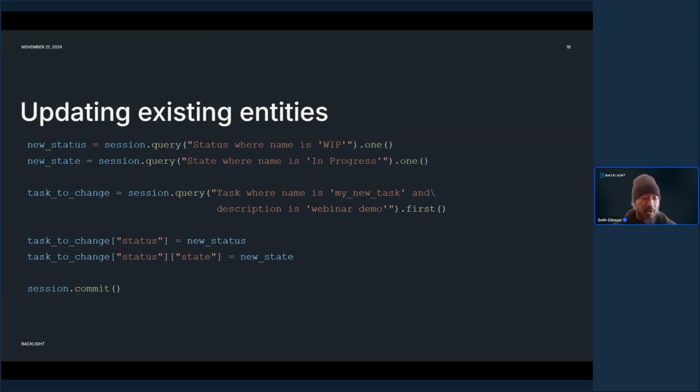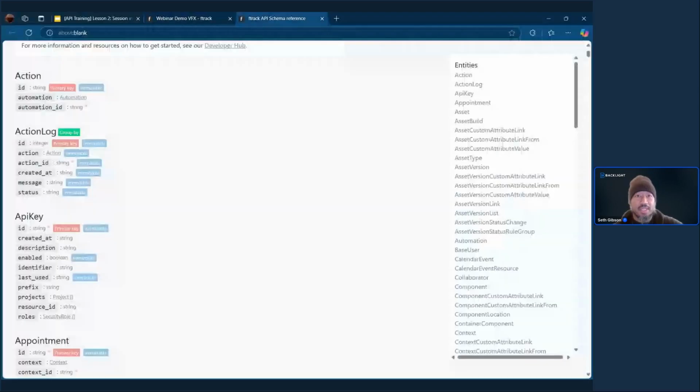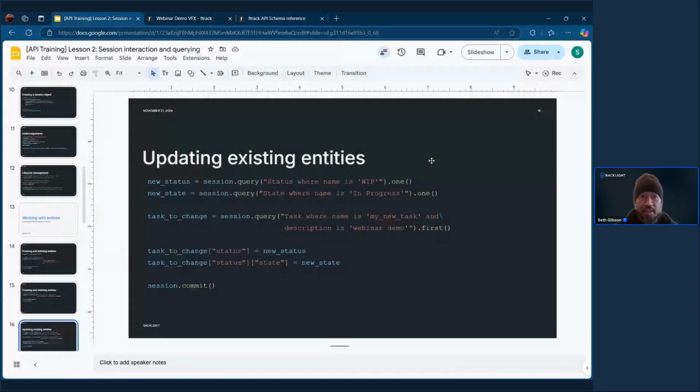And again, if you're wondering what key to look for, back to our API schema reference, you'll notice that all these properties here, these are the exact keys that you'll use when you're updating or when you're filtering for a query. So get very, very comfortable with going to the API schema reference.